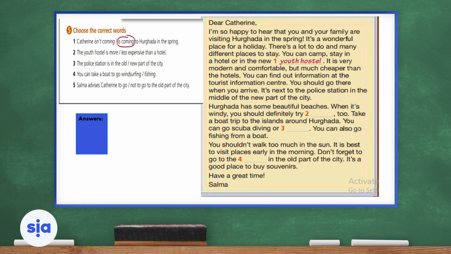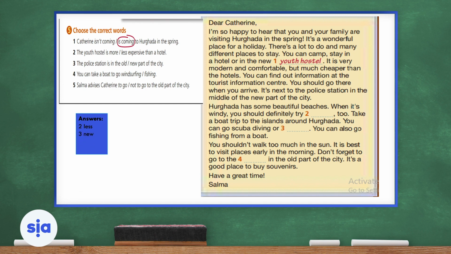Let's go to question 2. The youth hostel is more or less expensive than a hotel. If you're not sure, you can always go back to the text and reread it. It's okay to reread twice or even 3 times to get the right answer. So number 2 is less. Let's move on to number 3. The police station is in the old or the new part of the city. Let's find the answer in the text, and it is new. So number 3 is new.